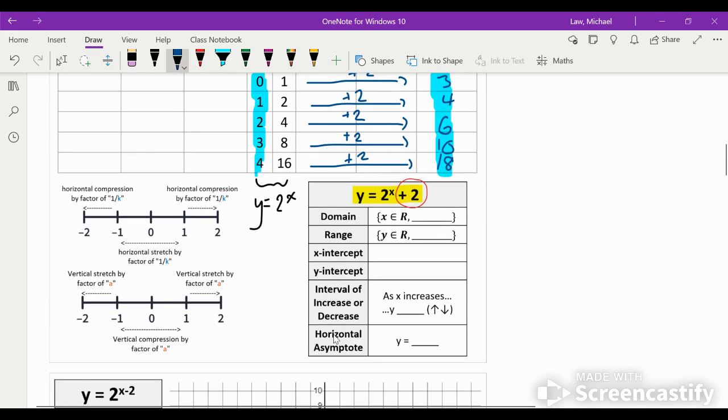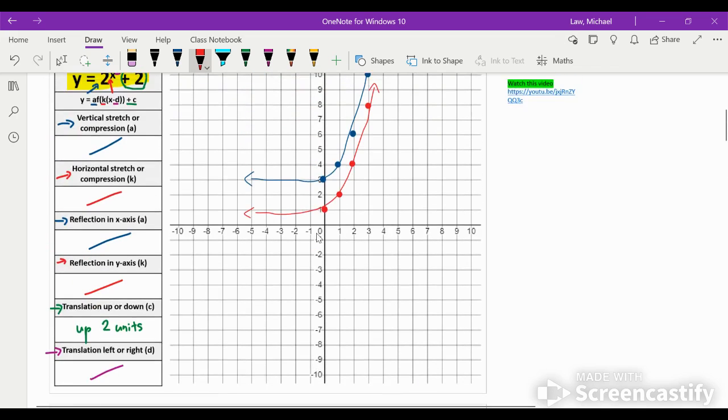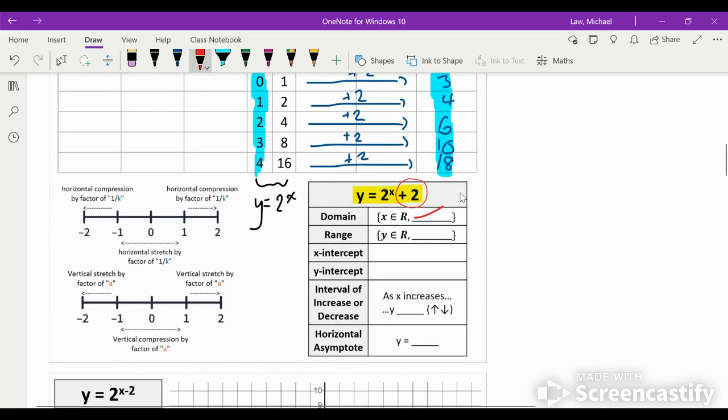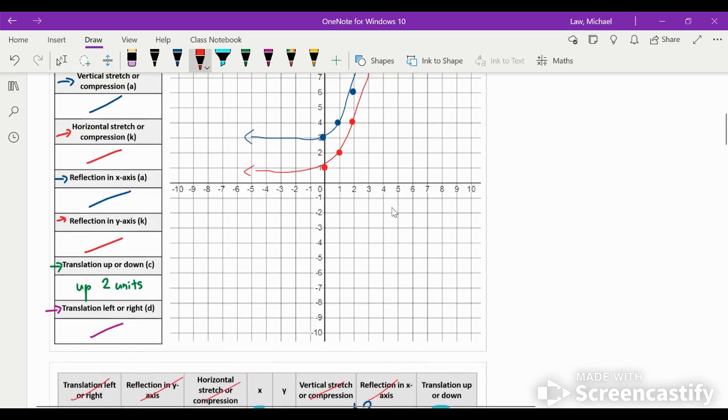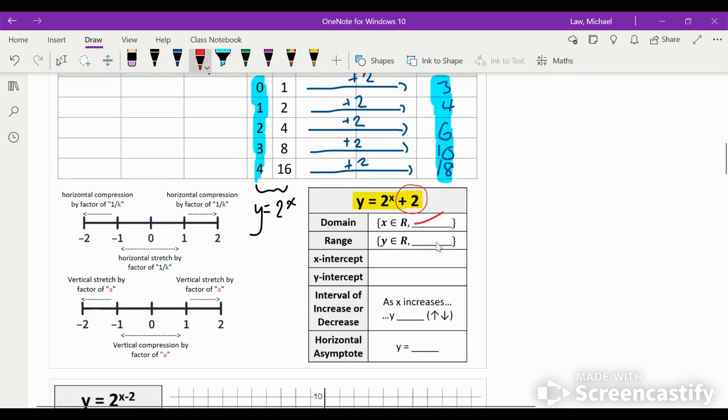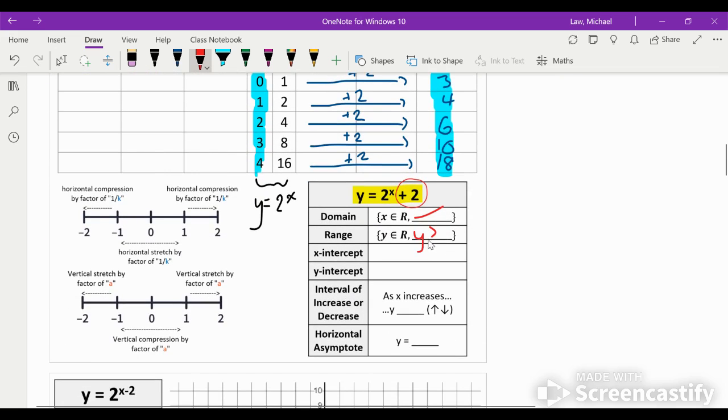Next, let's go ahead and determine some of its properties. So for the domain, x is an element of the real numbers. As you can see here, there's nothing really much to say. In terms of the range, you can see that the transformed exponential function has to be greater than positive 2. So I'm going to say y is greater than 2. And that is actually related to the position of the horizontal asymptote, which I'm going to talk about shortly.